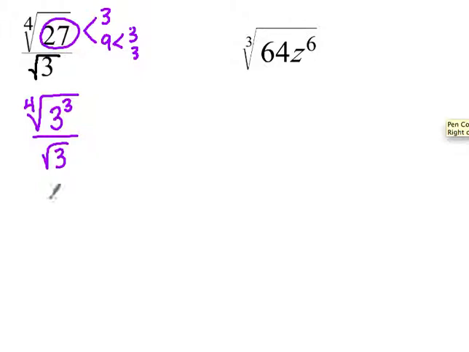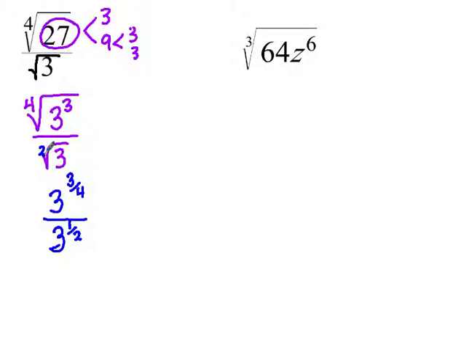So on the top, what will that be? 3 to what power? 3 to the 3/4. Okay, this is 3 cubed, right? And then we're just going to divide it by that 4. On the bottom, what power will that be? 3 to the 1/2. Remember, when there's no number written, it's always implied to be a 2.